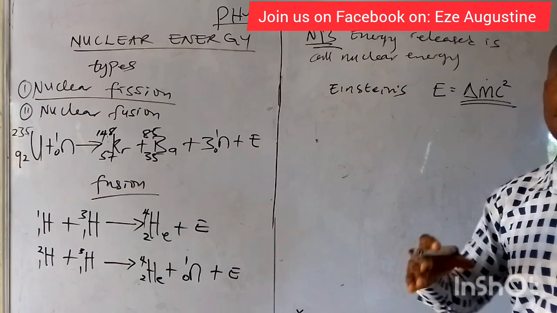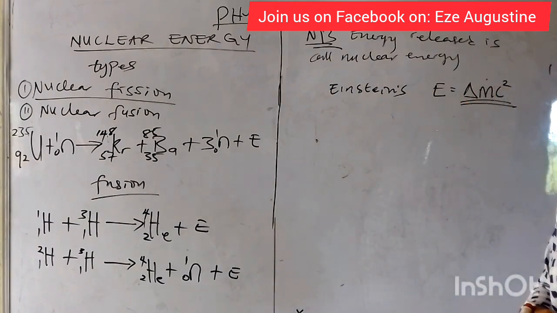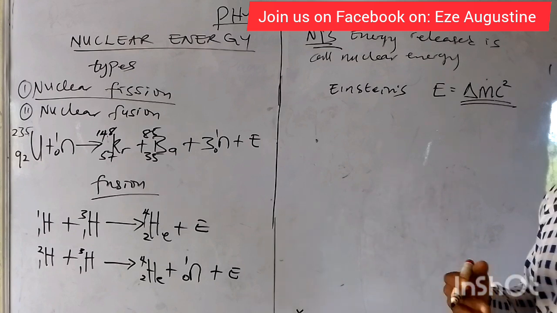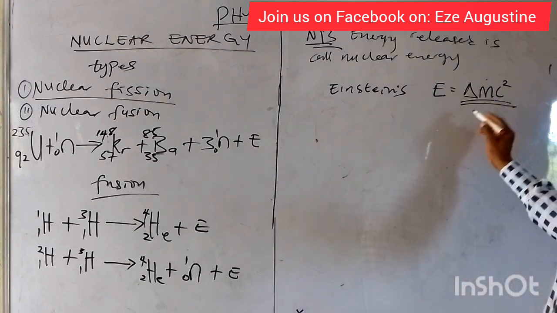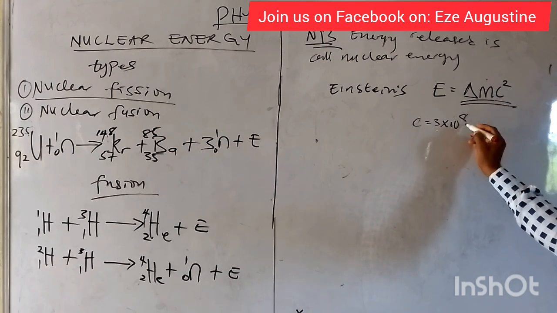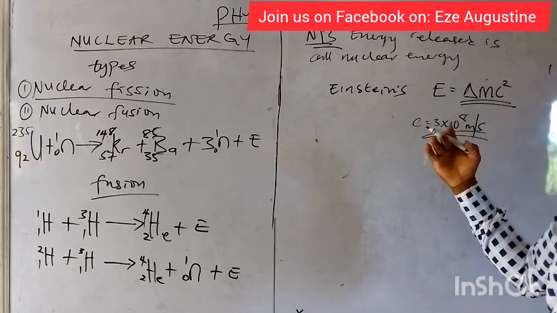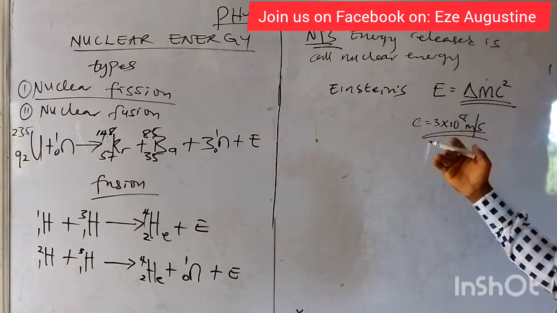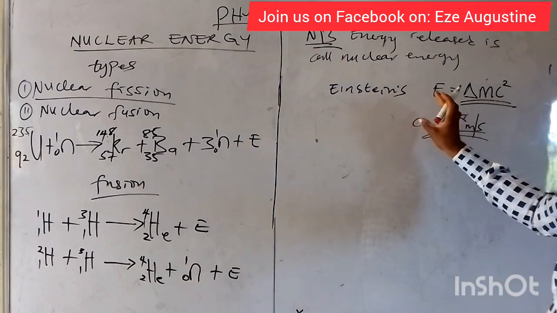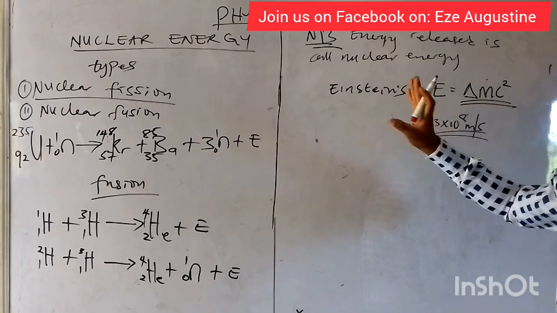Now, delta m is this change in masses, while c here is the speed of electromagnetic wave. Most times the value of c is 3 times 10 raised to the power 8 meters per second, which is the speed of electromagnetic wave. Okay, now let us take one or two questions to buttress it.